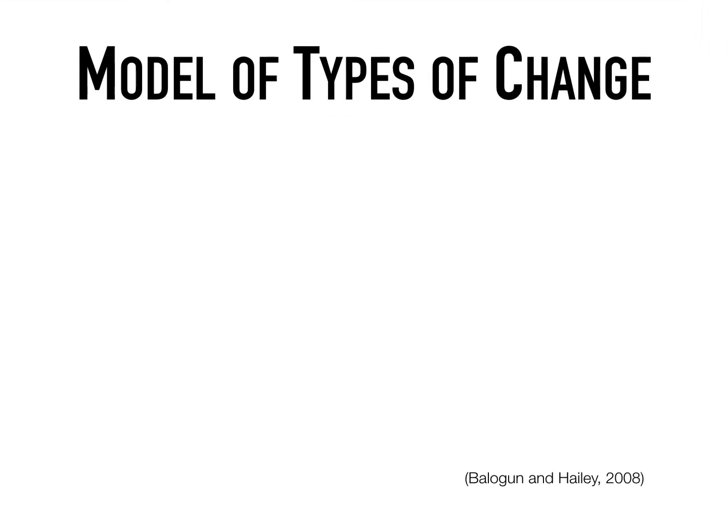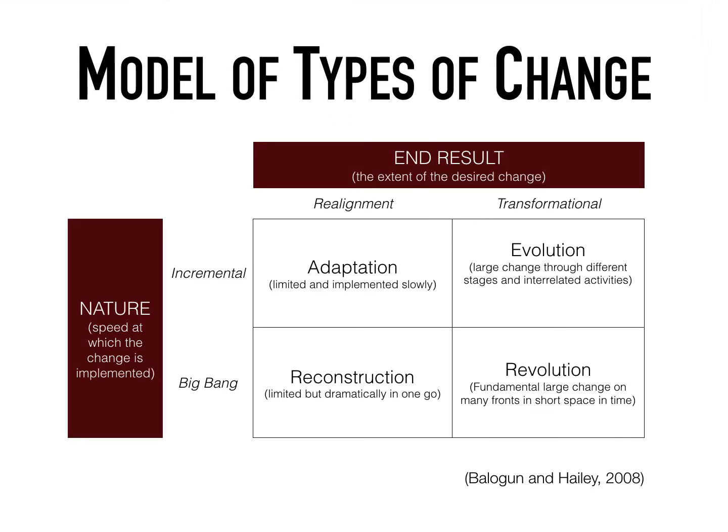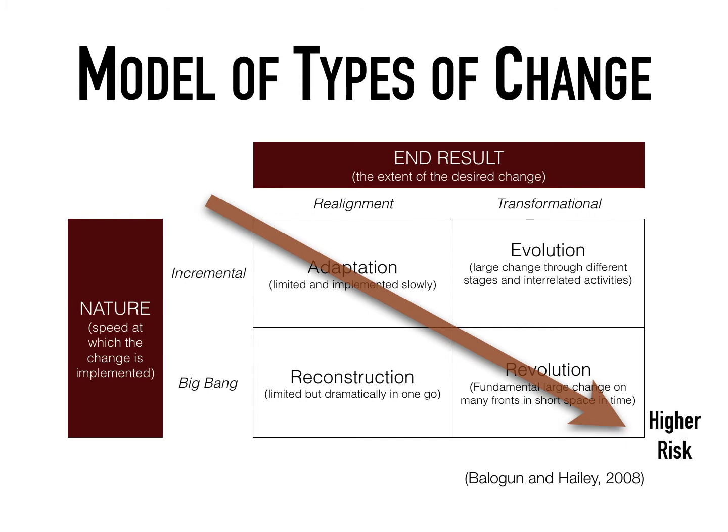One of the important things that they consider when looking at these four types of changes is also how risky it is. So as you follow the arrow, you will see that at the end there is a higher risk for that kind of change.